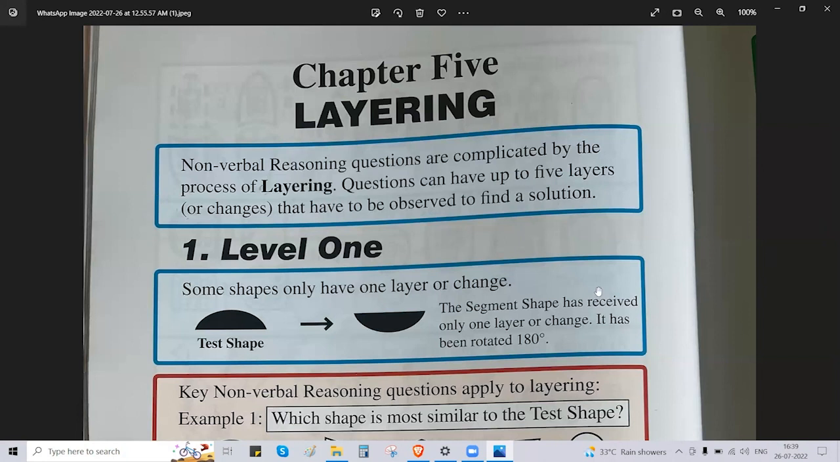Please read out this part here. It says non-verbal reasoning questions are complicated by the process of layering. Questions can have up to 5 layers or changes that have to be observed to find a solution. Exactly. Here layering means the changes from one pattern to another, from one shape to another. We will learn about them today. There are different levels, and we are going to talk about up to level 5 today.